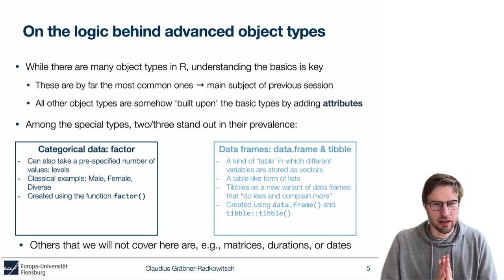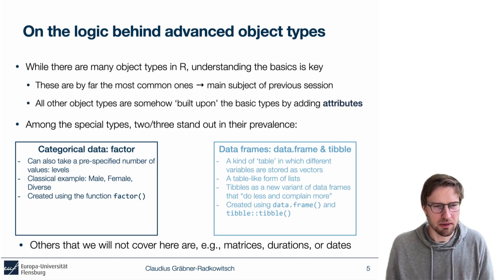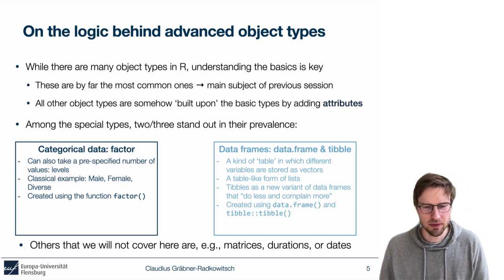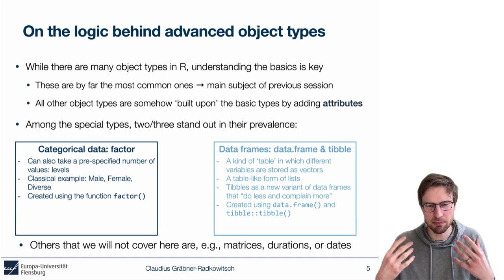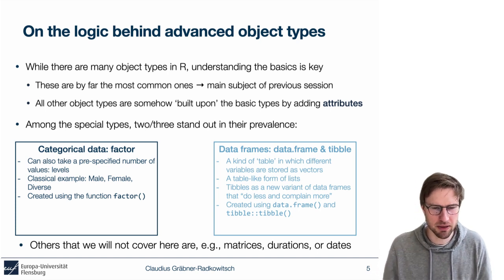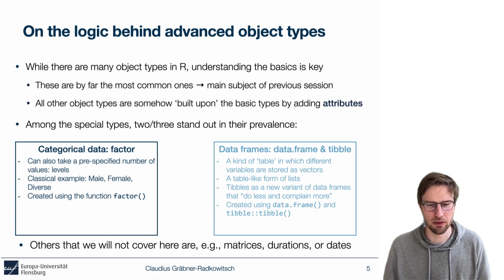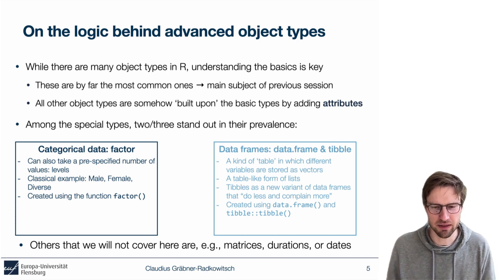As I said, there are many other advanced object types. I would say most of them are not as prevalent as factors and data frames, but that doesn't mean they are not useful. For example, matrices are an incredibly important thing in many areas of data science.